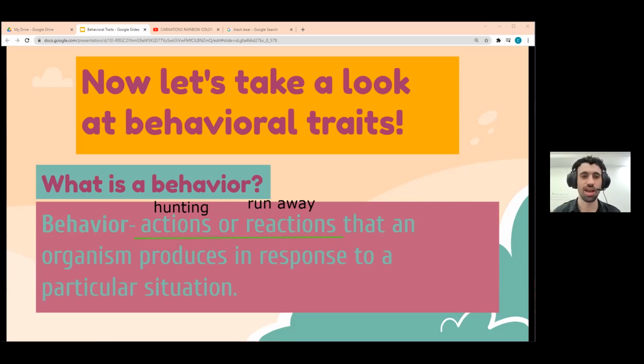And holding your breath could be a behavior. When would you hold your breath? When's it good to hold your breath? Sam, when do you want to hold your breath? When something smells. Yeah, when something smells. What's another time you have to hold your breath?